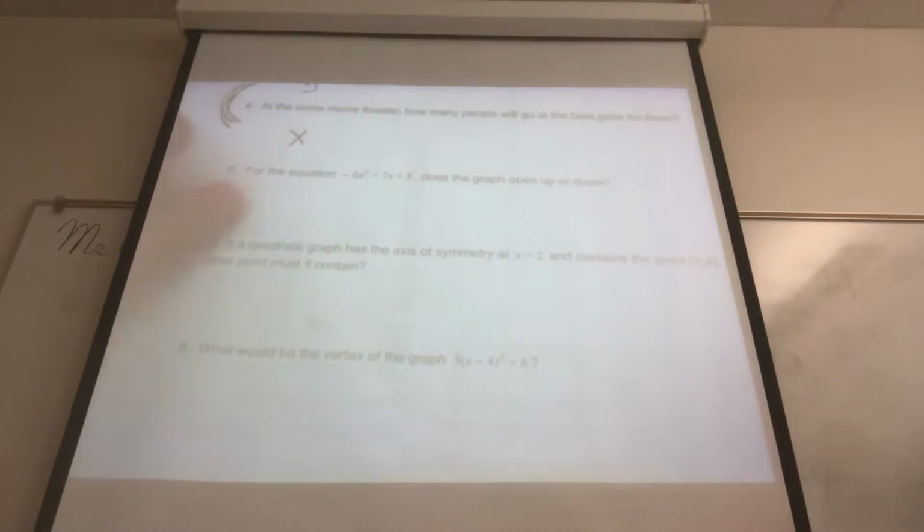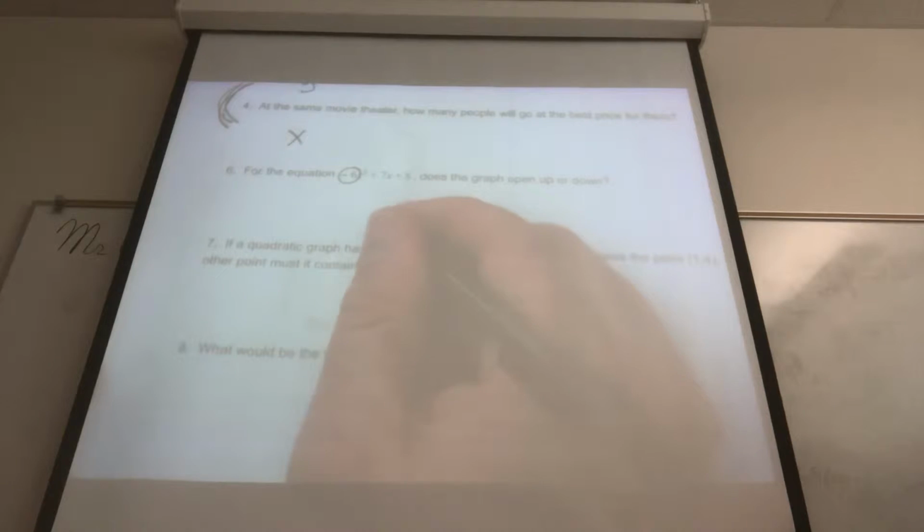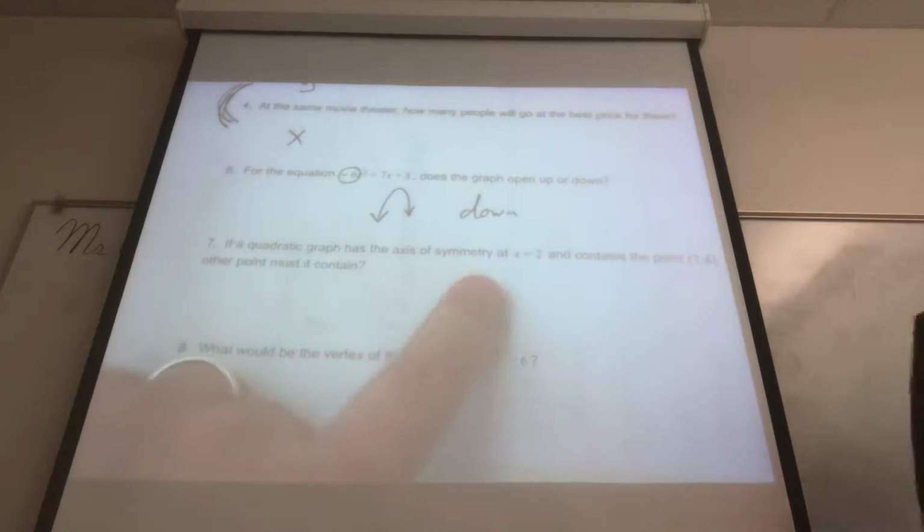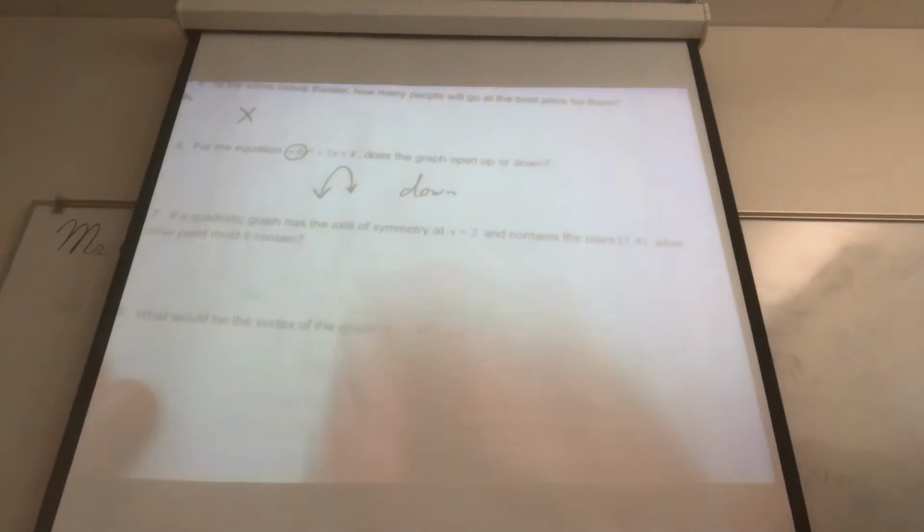Number 6, for the equation, does the graph open up or down? The number in front of the x squared is negative. So it goes like this, it opens down. If a quadratic graph has an axis of symmetry at x equals 2 and contains the point (1, 4), what other point might it contain, or must it contain? Here's 2, and that's the middle. At 1, we are at 4, and that's 1 away from center. So 1 away from center on the other side, we are also going to be up 4. So that means we have to have the point (3, 4).